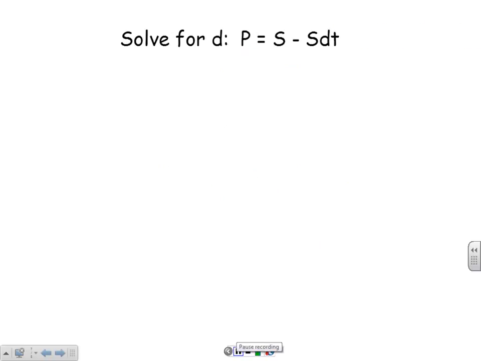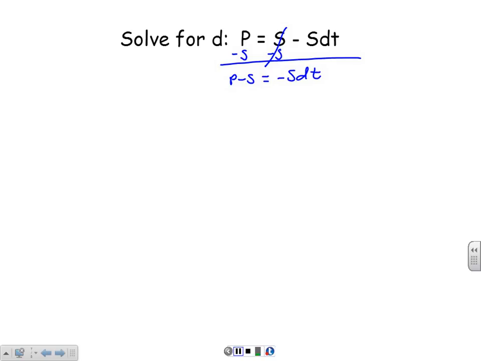Alright, the next problem we have is solve for d in the formula P is equal to S minus S d t. So to do this, we need to get d by itself. Let's get rid of addition and subtraction first. So let's subtract this S from both sides first, to simplify the problem just a little bit. So we have P minus S is equal to negative S d t.